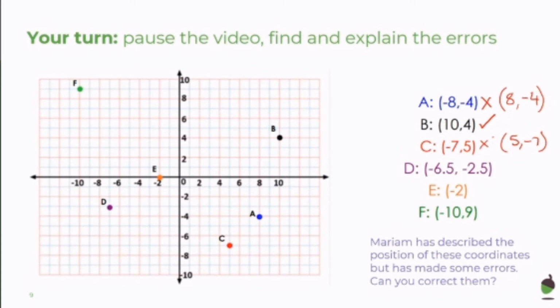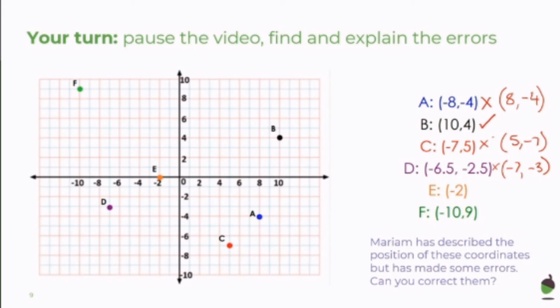For D, I'll go along the x-axis. I can see that it's halfway between -6 and -8. Well, that's actually -7. So what Mariam has done is read the scale wrong here. If you have gaps like this, you may find it helpful to fill in those gaps with the correct numbers. And then I can see that going down the y-axis, it's halfway between -2 and -4, which is actually -3. So you need to read the scale really carefully.